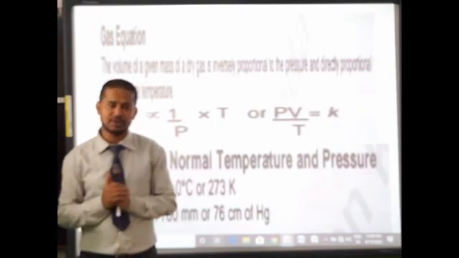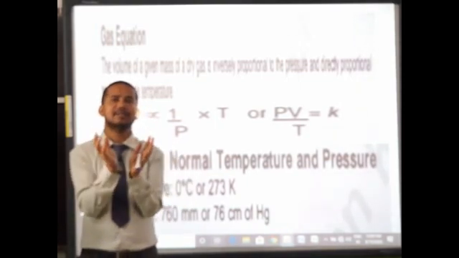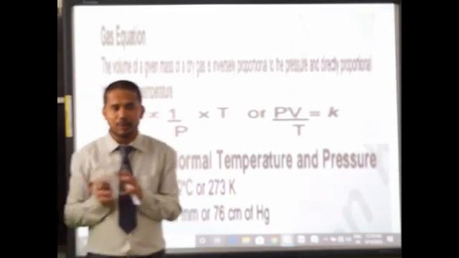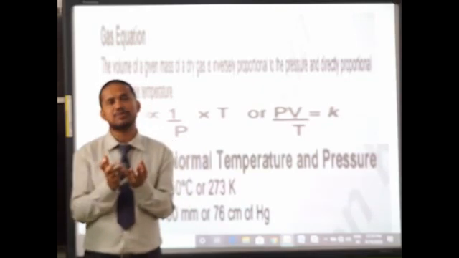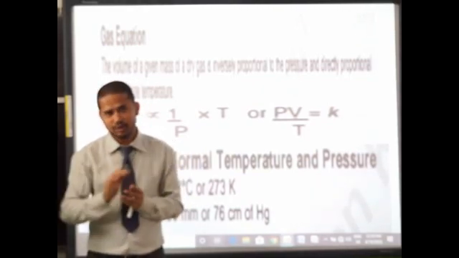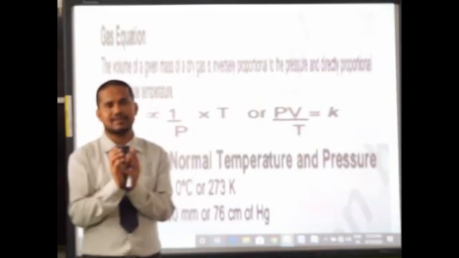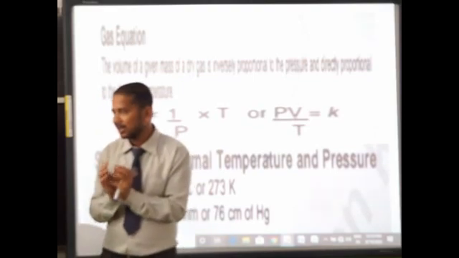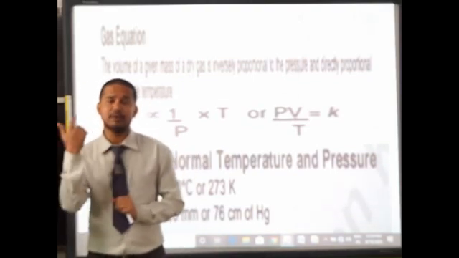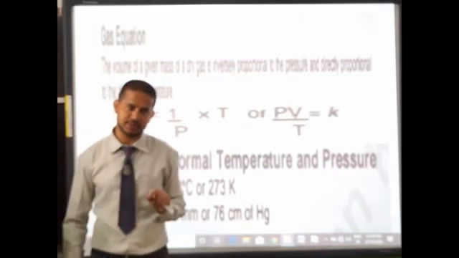Then the gas equation, this also we have already done. So what is the gas equation? Actually it is the integrated form of Charles' law and Boyle's law. If we write these two laws together, then what you will get? You will get that volume is inversely proportional to pressure and directly proportional to absolute temperature.